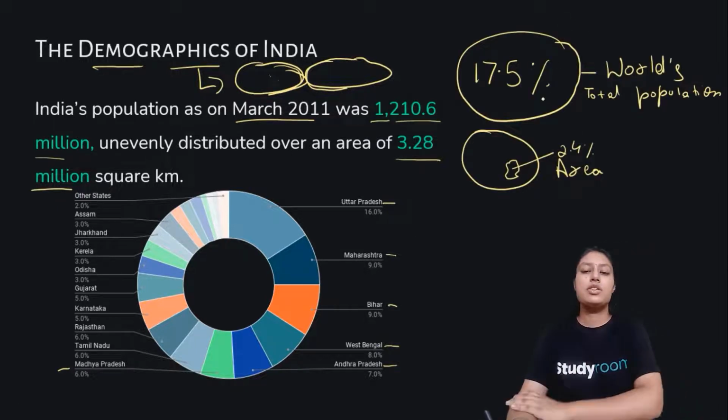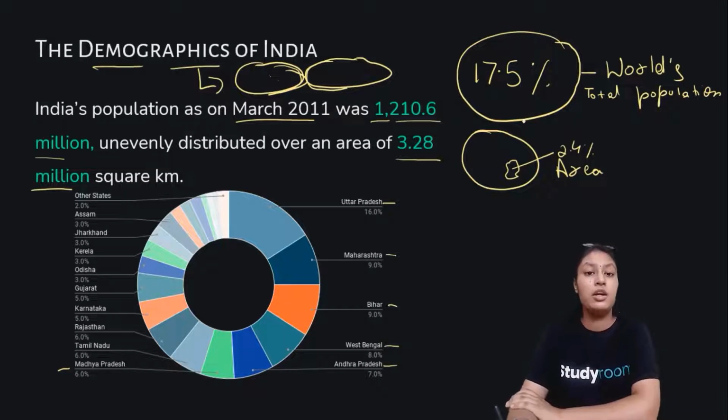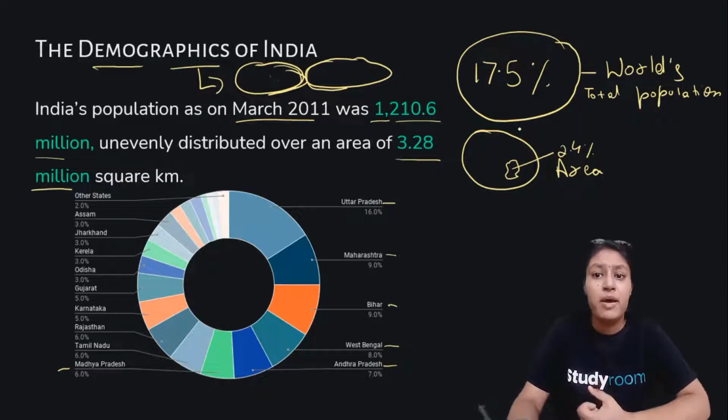Now, putting light on some important points, we know that India is populated, but how populated is it in reference to the world?